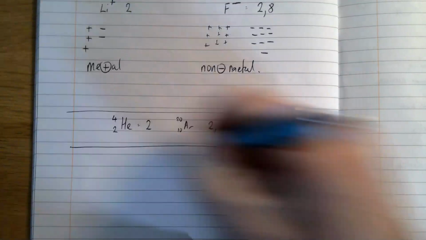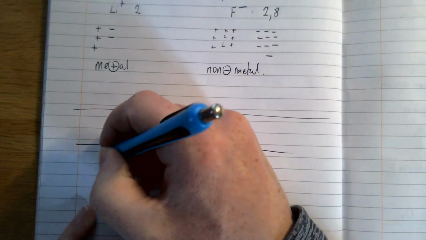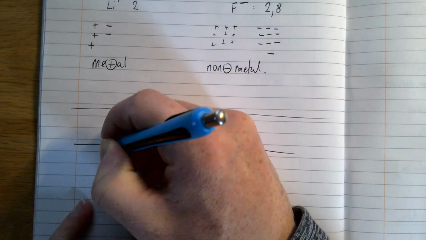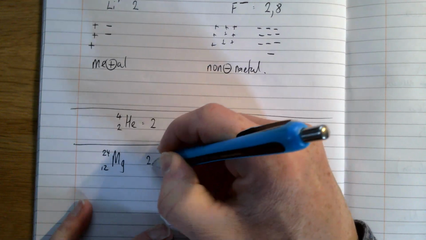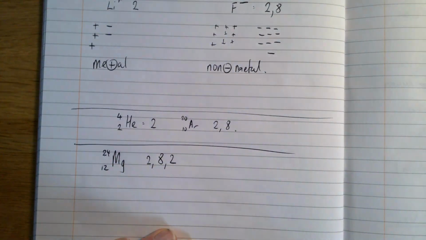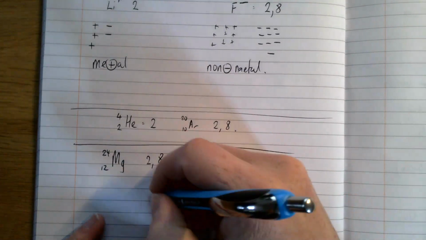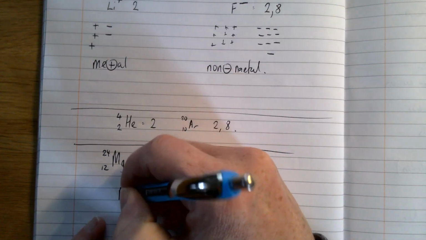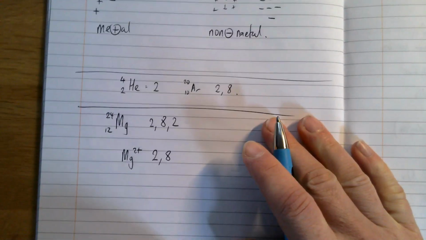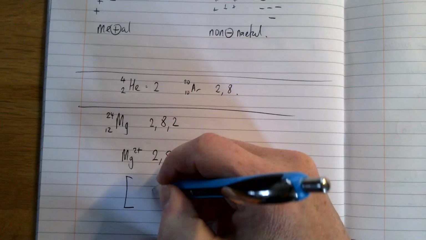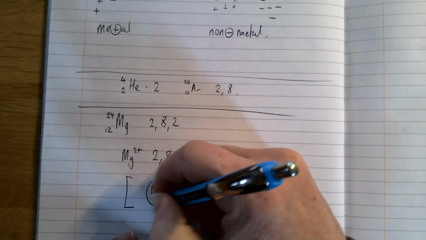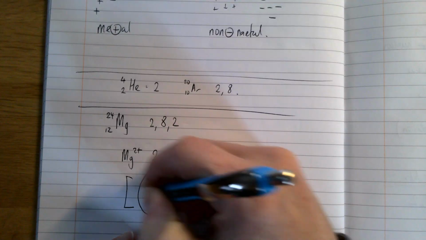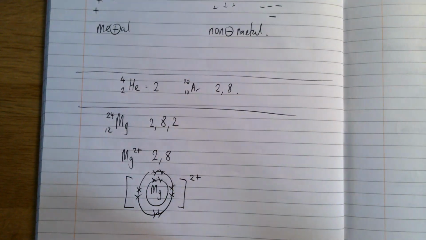We could do that also with elements that are in group 2, such as magnesium. So magnesium's got an electronic configuration of 2, 8, 2. There's 2 in the outer shell. It's a metal that's going to lose 2 electrons and forms a magnesium 2 plus ion. So the electronic configuration is 2, 8, and that's a magnesium 2 plus ion. We would draw that by putting the magnesium ion in square brackets, and we'll show its charge by putting a 2 plus there.